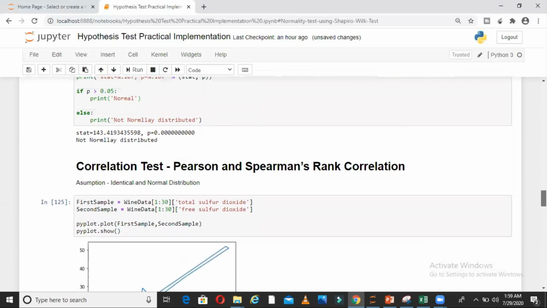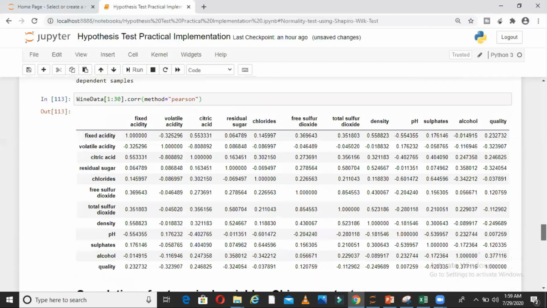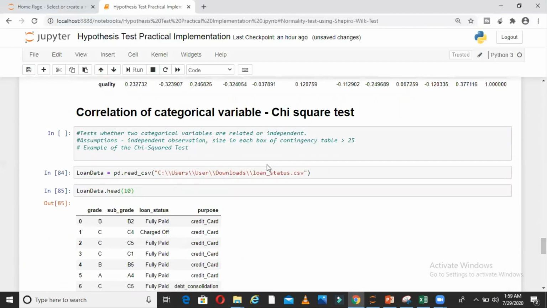Now we are talking about two continuous variables still here. What if we need to figure out the correlation between two categorical features? What I mean by that is, there is another test known as the chi-square test. The chi-square test is used to figure out the correlation between two categorical variables.